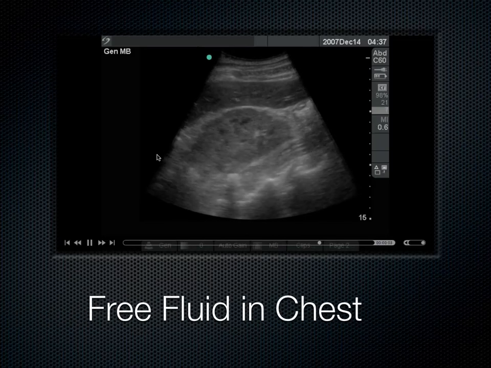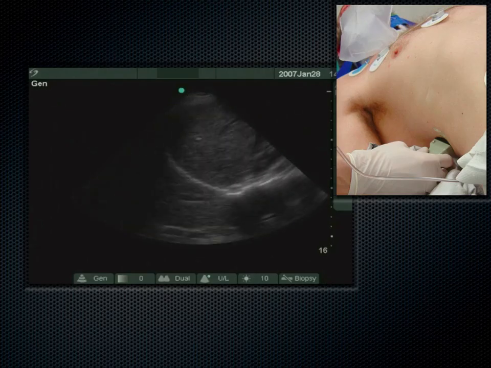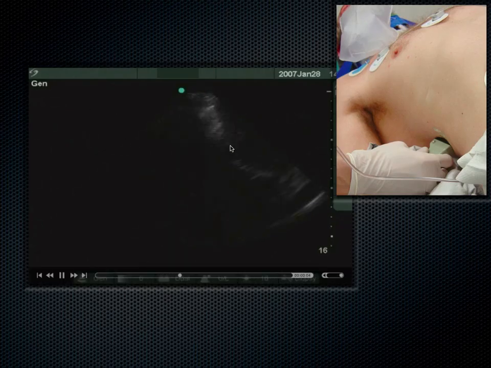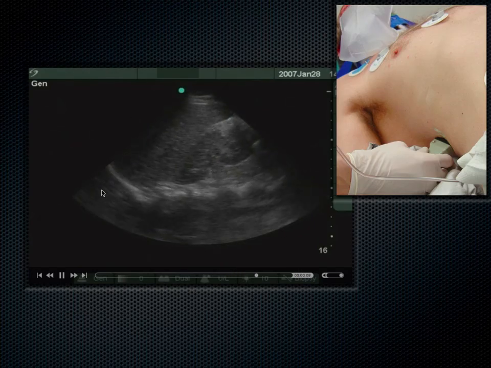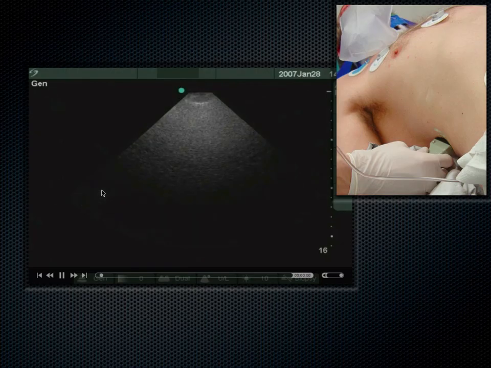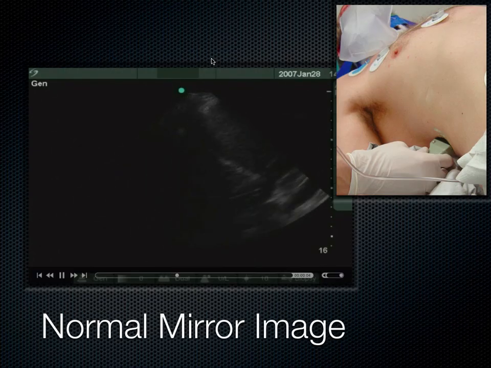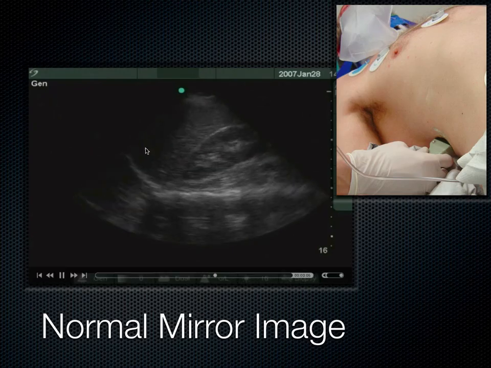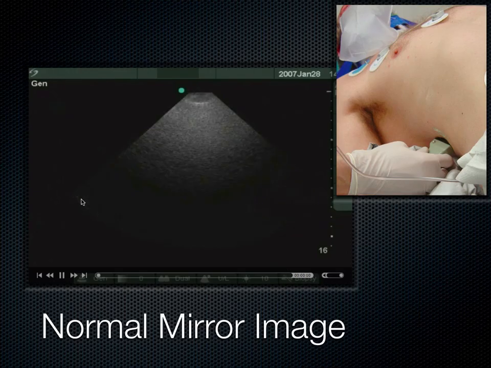Well, there's an artifact that we count on to tell us that there's not pleural fluid there, and this artifact is represented here. So here we have the liver, the kidney, the diaphragm, and on the other side of the diaphragm it looks like there's more liver. This is what we call a mirror image artifact. What happens is ultrasound waves come and glance or hit the diaphragm, and they cannot go through the diaphragm if there's air on the other side.